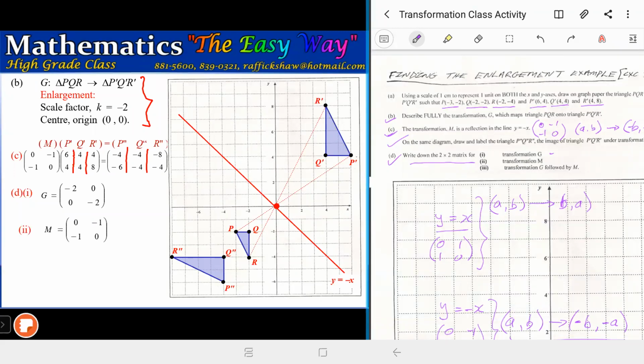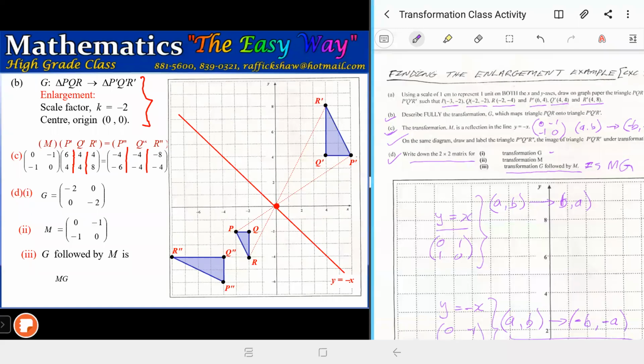Look at the last part now. They want us to do the matrix G followed by M. G followed by M is M times G. So to get that matrix, you have to multiply the M and the G, the second one times the first one. Multiply the M matrix times the G matrix in the normal way. Bam, see there? G followed by M is M times G.